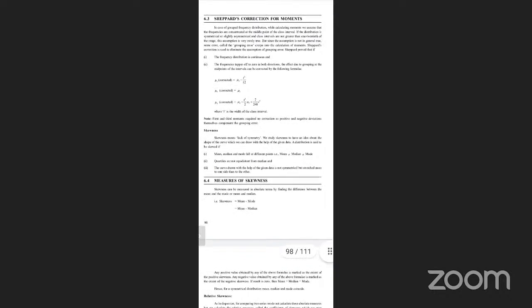Now coming to measures of skewness. Skewness means lack of symmetry. If the distribution is symmetrical or asymmetrical or non-symmetrical, whatever. If the distribution is symmetrical, there is no skewness; otherwise it is positive skewness or negative skewness. We study skewness to have an idea about the shape of the curve which can be drawn with the help of the given data.